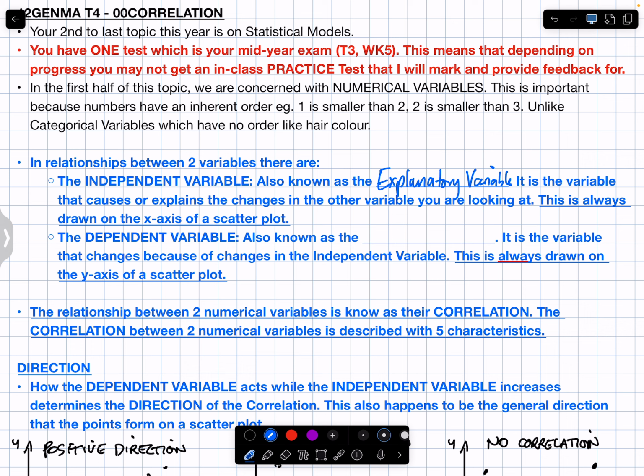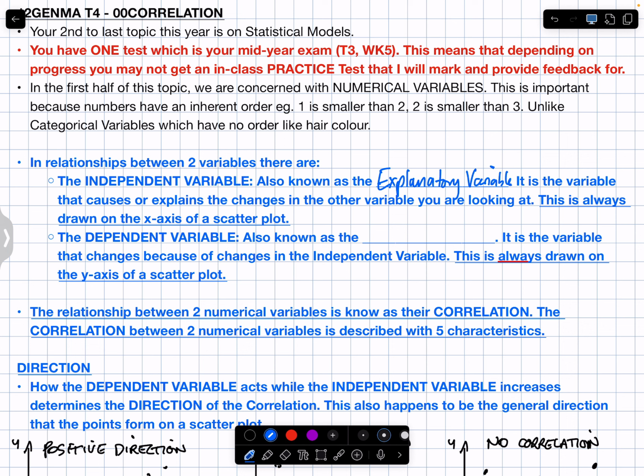The explanatory variable explains why the other variable changes. If I'm putting a higher horsepower engine in my car, what's going to happen to the speed of it? It's going to go up. The explanatory variable is the horsepower. Right? It is the variable that causes or explains the changes in the other variable that you're looking at. You must always draw this on the x-axis of a scatter plot. You don't get a choice about that either.